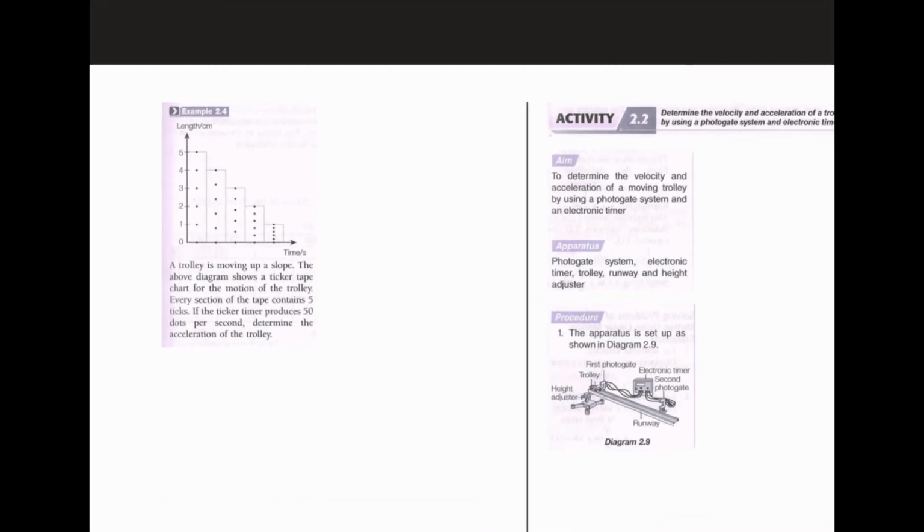Okay, so now we have an example. Example 2.4. A trolley is moving up a slope. Moving up a slope, you should expect it to be slower and slower. So that's why you see this is shorter and shorter, showing that it is decelerating. The above diagram shows a ticker tape chart for the motion of the trolley. And then every section of the tape contains 5 ticks. So you can see 1, 2, 3, 4, 5.